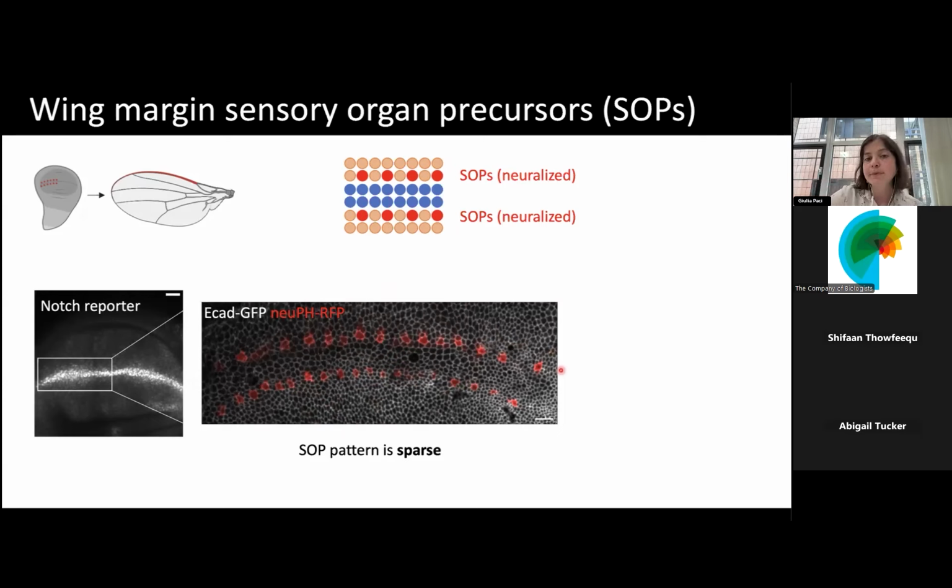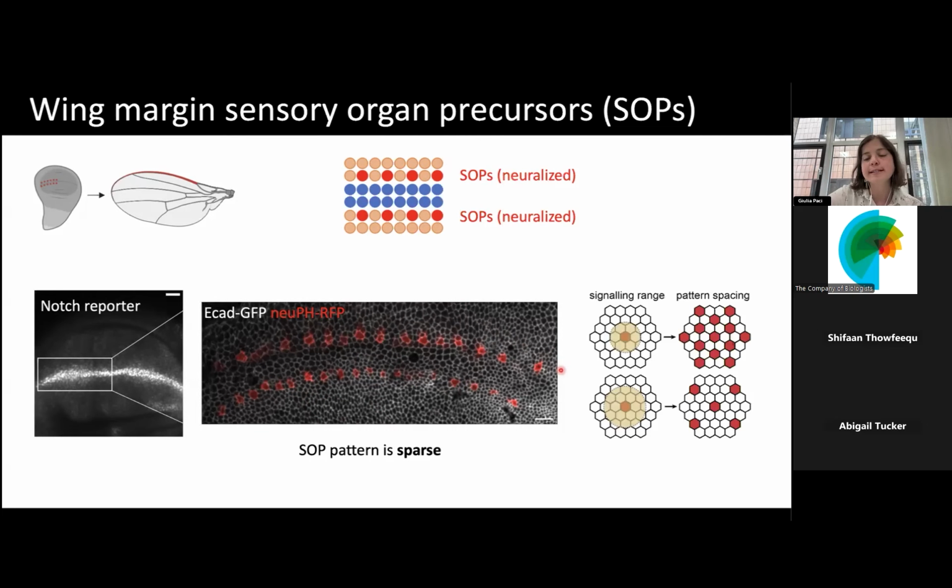This is important because in systems based on lateral inhibition and Notch-Delta signaling, we know that the signaling range is very strongly linked with the spacing of the pattern. If you have a longer signaling range, for example, the pattern is more sparse than what you get with a smaller signaling range. So that indicates that there could be long-range signaling going on in this case.